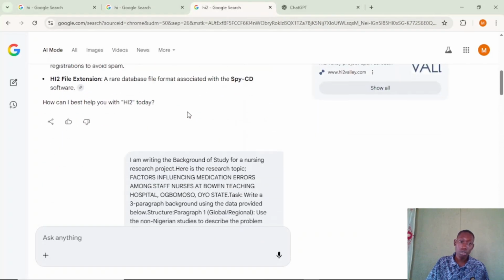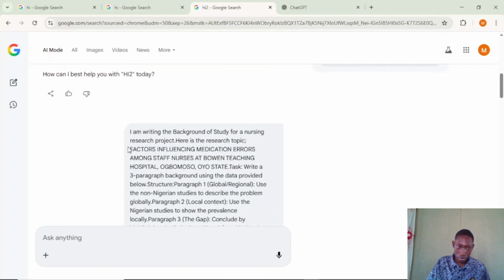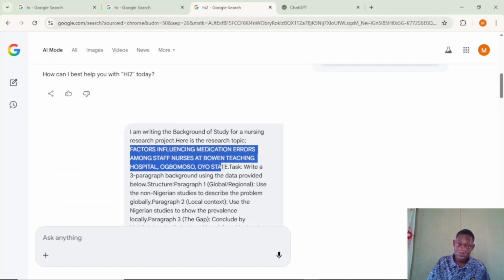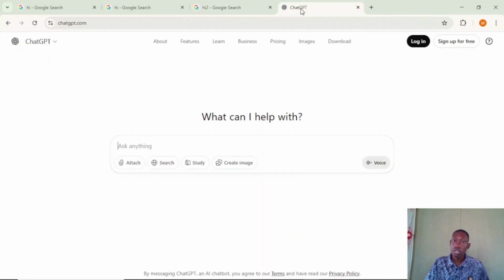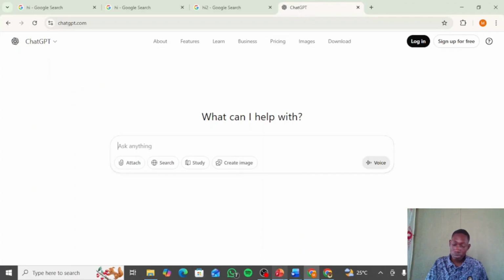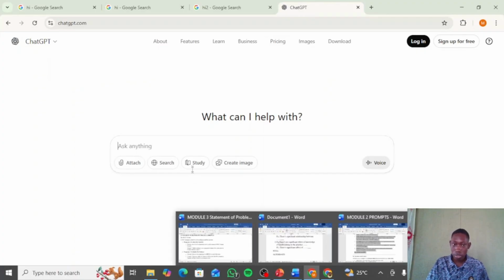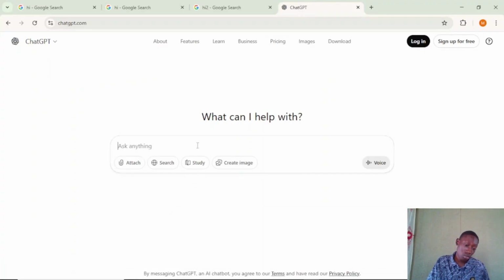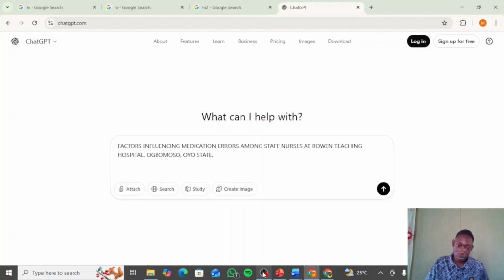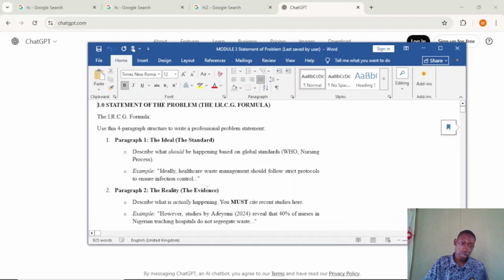So I want to copy the topic. Here's the topic: factors influencing medication errors among nurses at Bowen Teaching Hospital of Bomashaw. We did this during the last class, if you remember. Then we Control C, copy it. So you come and copy the prompt. Let me paste this here first, Control V. Now let me come and copy the prompt for this class.